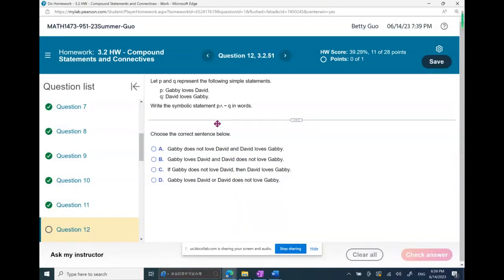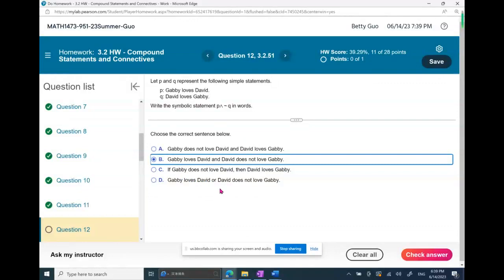So the first component is Gabby loves Davy. The second component is the negation of Q, so Davy does not love Gabby. So Gabby loves Davy, but Davy does not love Gabby. Using but is even better. Gabby loves Davy, and so using and is still correct, logically still correct. I think using but is even better. Or using and is also good to represent the conjunction.